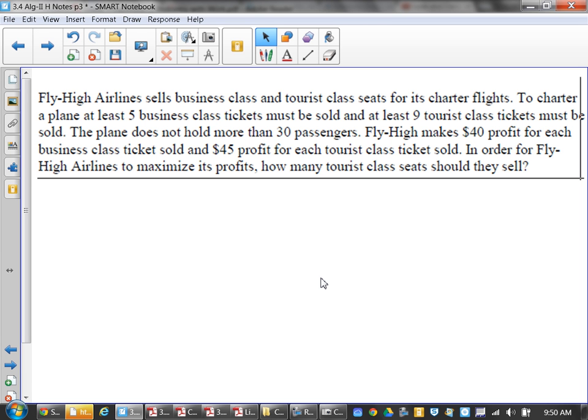So if you read through this, we're talking about an airline who sells two different seat styles, business class and tourist class. To charter the plane, they have to have at least 5 business class tickets and at least 9 tourist class tickets sold. The plane does not hold more than 30 passengers. They make a profit of $40 for each business class and a profit of $45 for the tourist. In order for Fly High Airlines to maximize profits, how many tourist class seats should they sell? So, when you read through that, what is the objective of the problem?